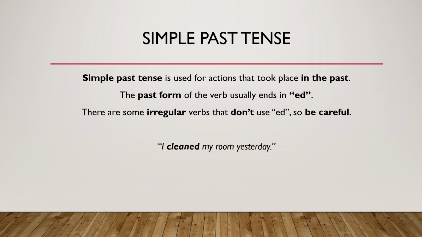I cleaned my room yesterday. This uses ed. We walked in the park for 2 hours. This also uses ed. I ate dinner at 7 p.m. This verb is irregular and it doesn't use ed. Try to learn the irregular verbs. It will help you a lot when you're speaking English. You can use simple past tense anytime.